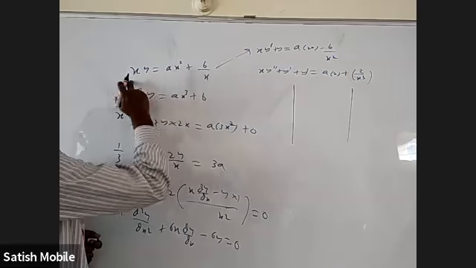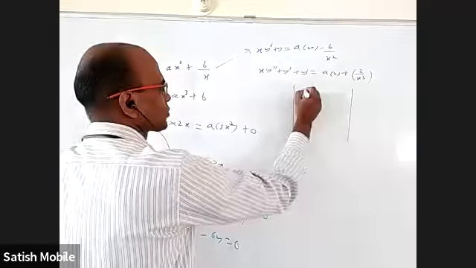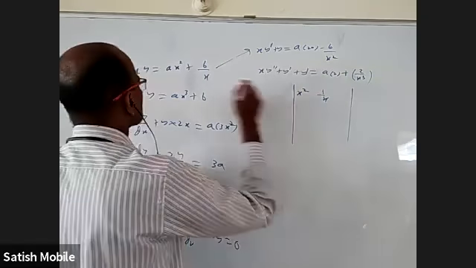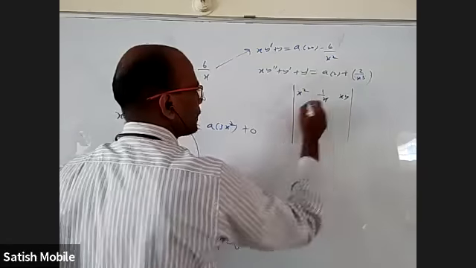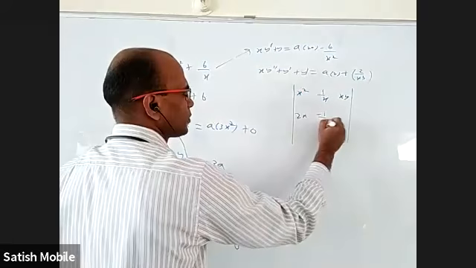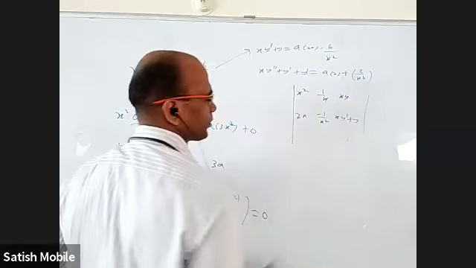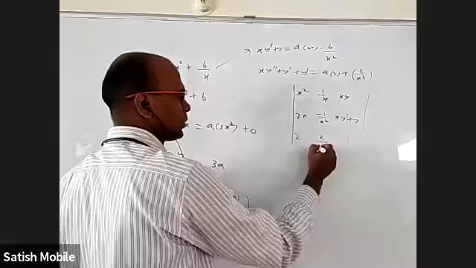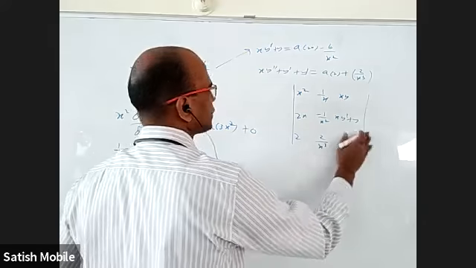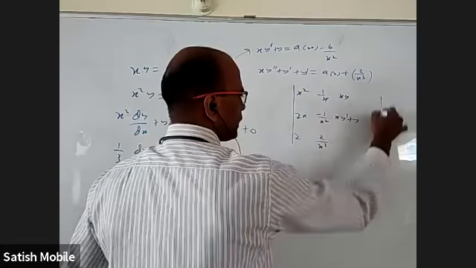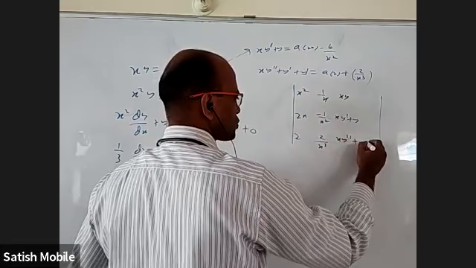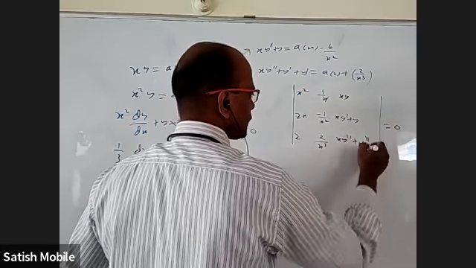What are a coefficient, b coefficient, constant? A into what is there? x square. B into what is there? 1 by x. What is the constant here? xy. Here 2x, here minus 1 by x square, and here xy dash plus y. And here 2, here 2 by x cube, and here xy double dash plus 2y dash equal to 0.